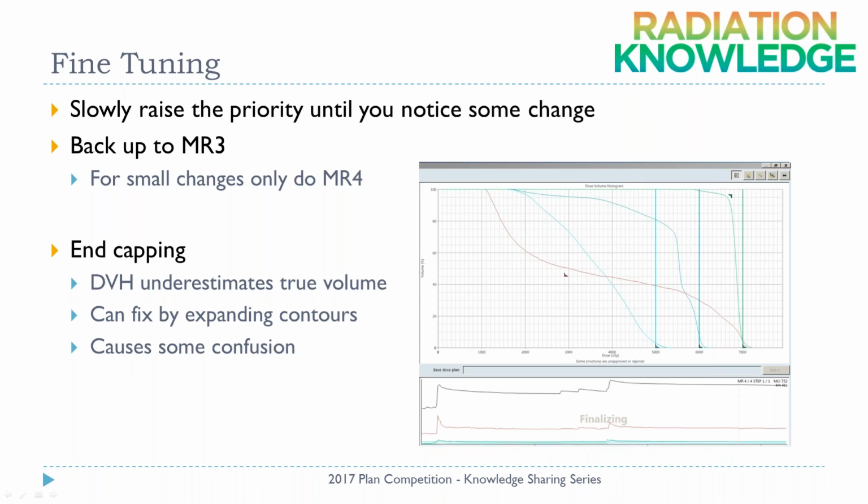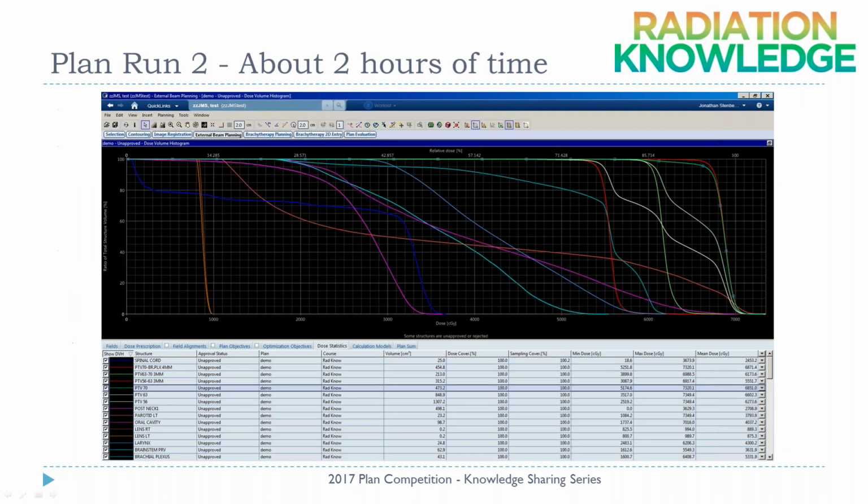And there's different fixes for this, and all of them are just kind of hand-waving ones to try to get things to agree, where you can expand your contours in the superior-inferior direction. But this definitely can cause some confusion. It did for me the first time I saw this in one of these plan challenges. But supposedly end capping is going to be fixed in a later version of Eclipse, but it's still something you have to deal with when you have small volumes and you're trying to get doses shaped precisely to the contours you see.